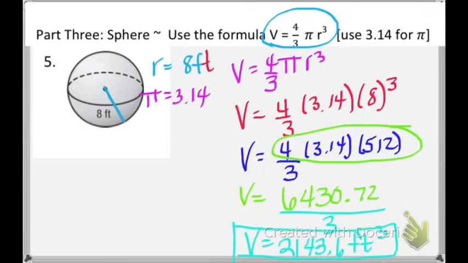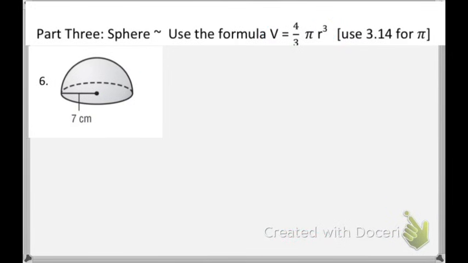Okay, I want you guys to try number 6. Now the deal with number 6 is, if you look at it, is it a whole circle? Definitely not, okay? It's only half of a circle. So when you find the volume, you're going to have to take an extra step, okay? Think about what that might be. Go for it.